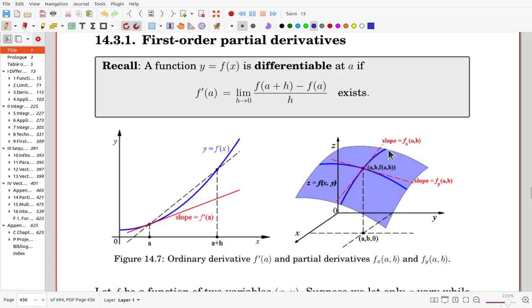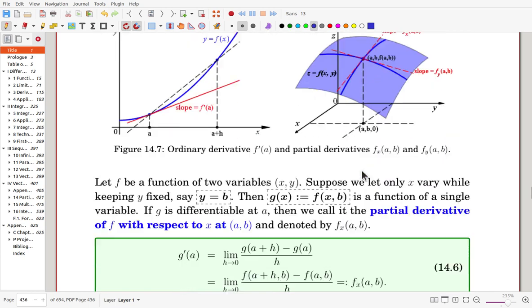So we restrict the surface in a coordinate direction, x direction and y direction. And if we see curves, then along the curves, we try to find the slope at the point. So we call these slopes partial derivatives. Okay, that's the main idea.